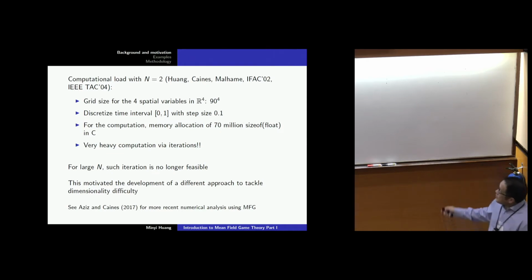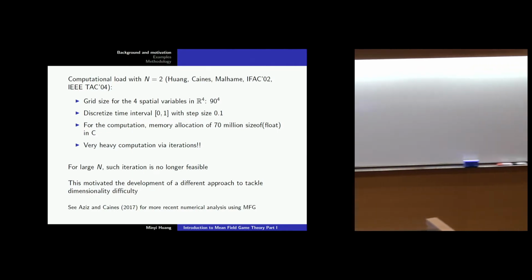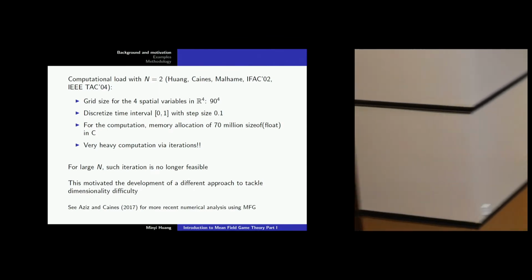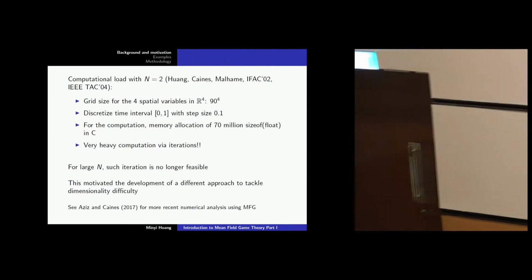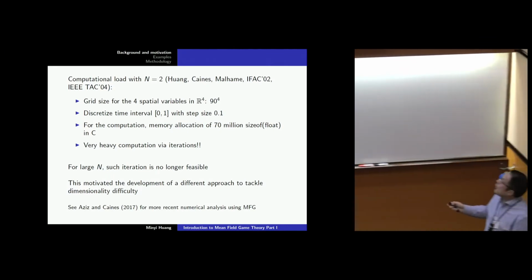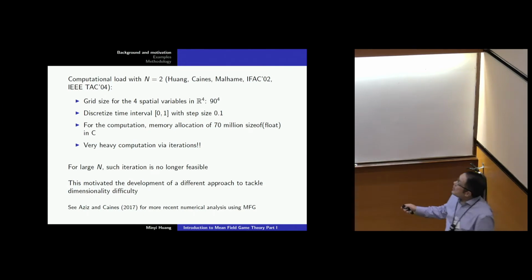Also, to solve this optimal control problem, actually we need to use an HJB equation. We have another dimension that is time t. Actually, we consider t from 0 to 1. We use the step size 0.1. Eventually, you can see in the product space with time and the spatial variables, you will get a really huge grid. In order to do the iteration for the discretized equation, I need to allocate a memory by this size. So it's really huge. The computation is very heavy.